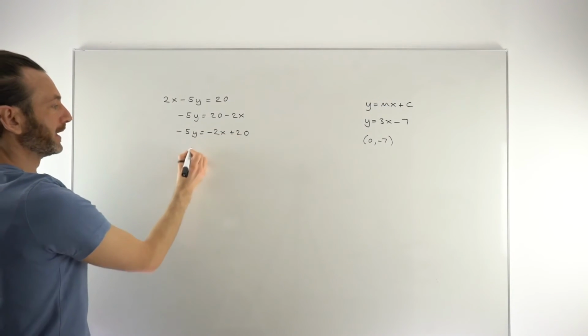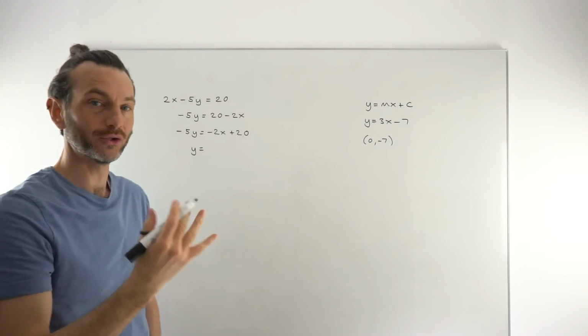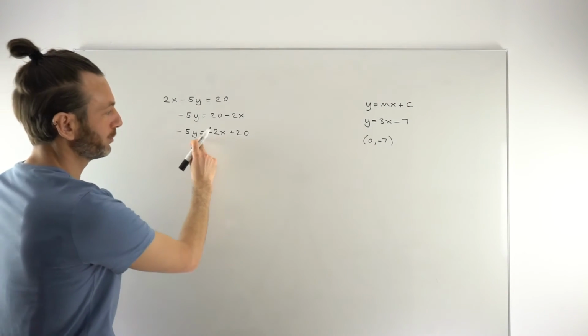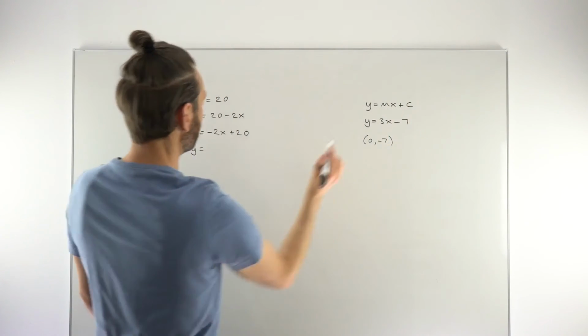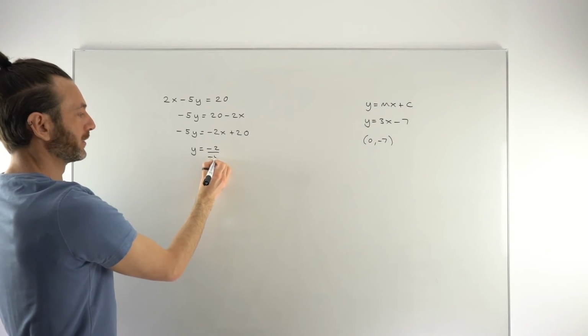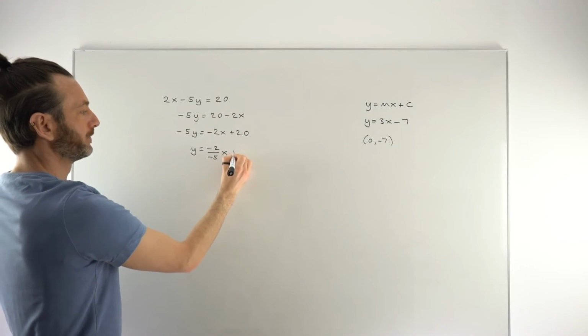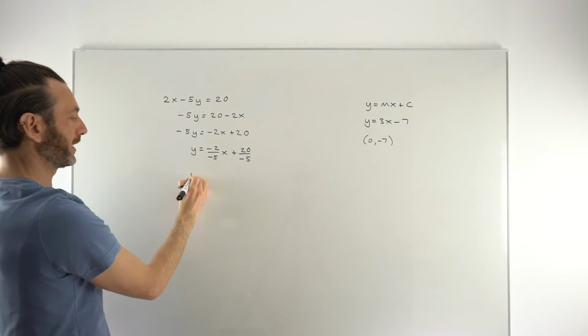Then we need to divide by negative 5 because we need to get it all the way to y. And we're going to divide the two terms individually. Don't just put it all over minus 5, because these two terms need to be separated out. So we're going to have minus 2 over minus 5, x plus 20 over minus 5. And then we can just tidy that up a little.